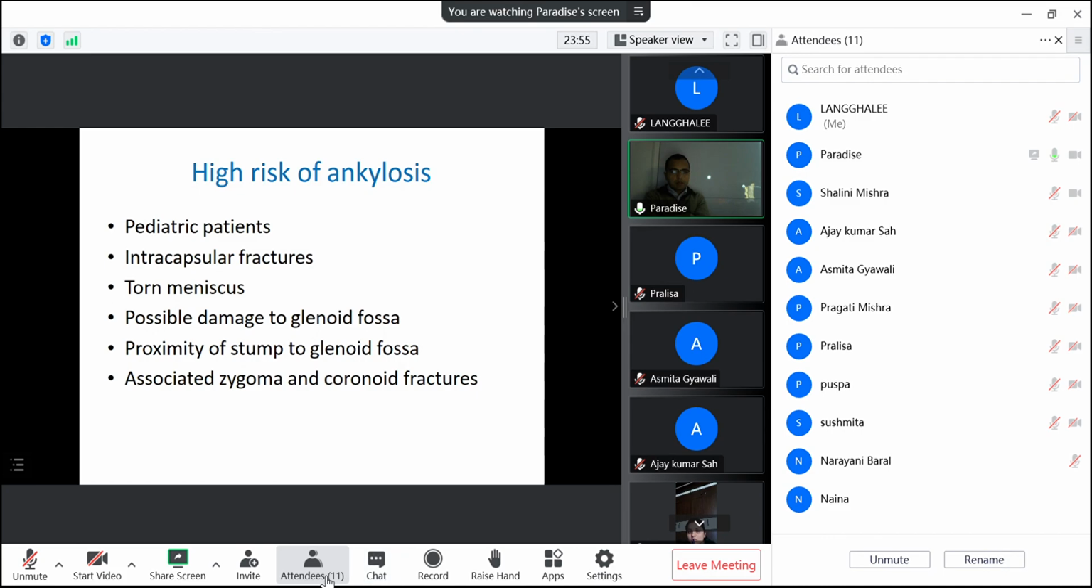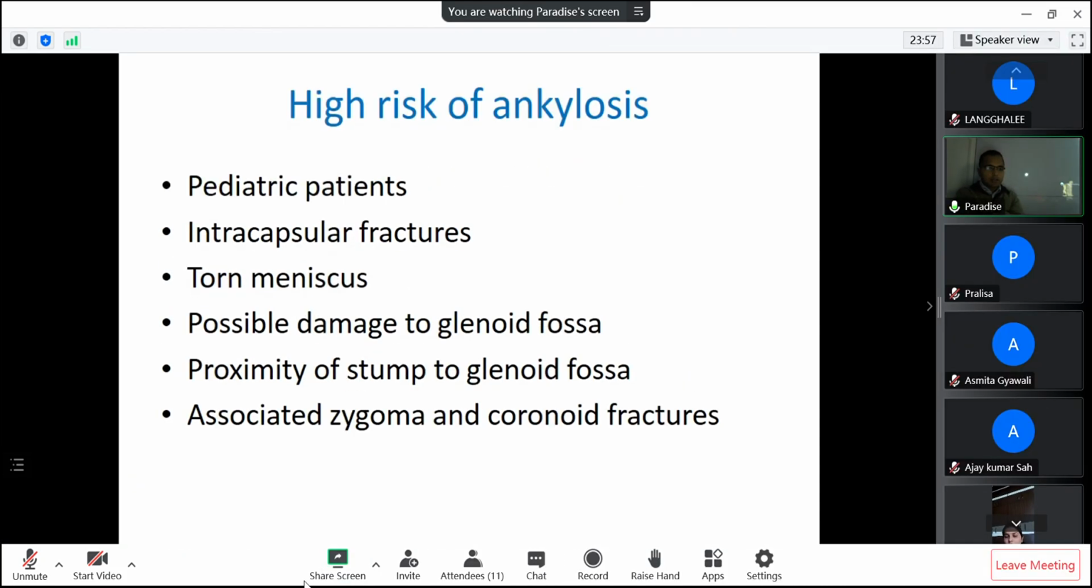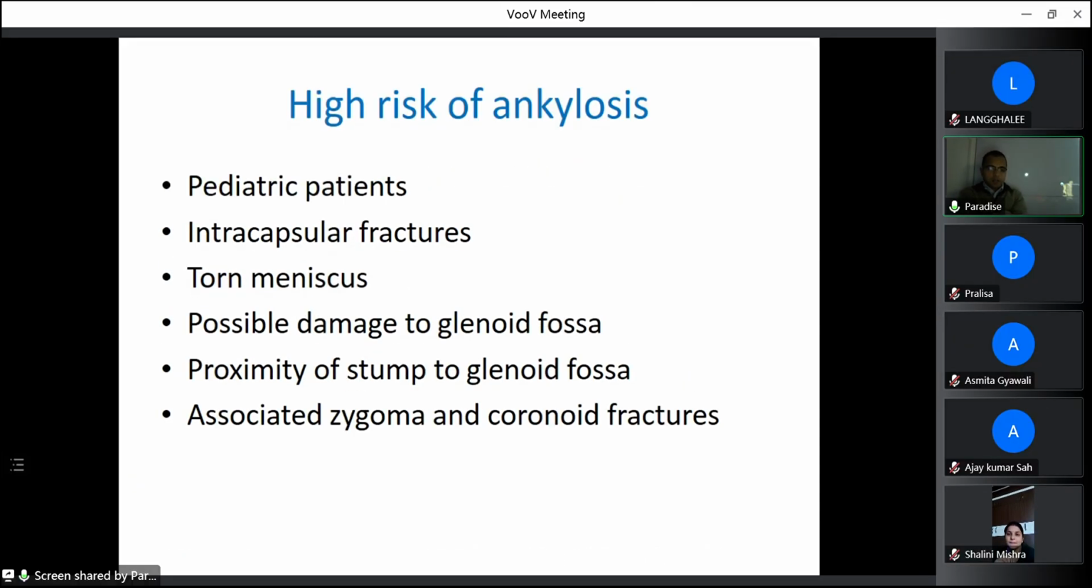And fortunately, we are also starting this treatment in Nepal soon. In case of pediatric patient, again, we can't put alloplastic TMJ because the patient is in growing phase. So in case of growing phase, you can't put an alloplastic TMJ to replace the TM joint.